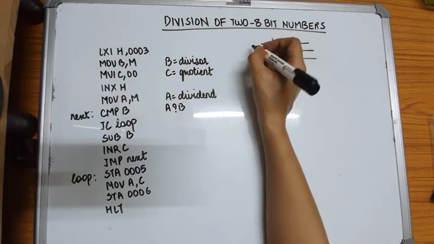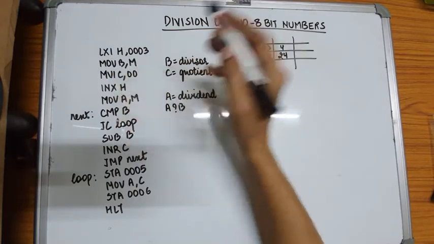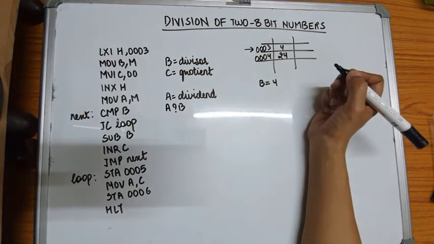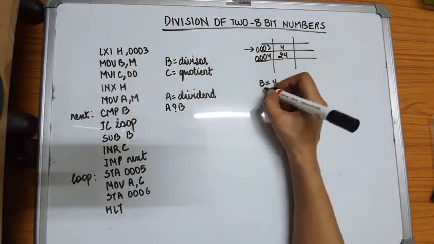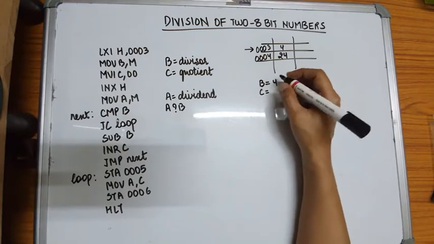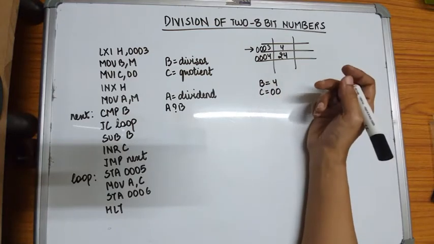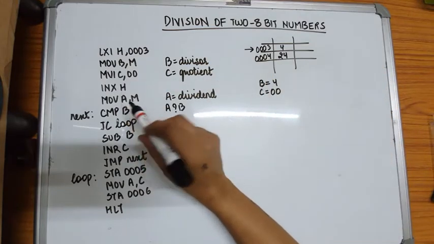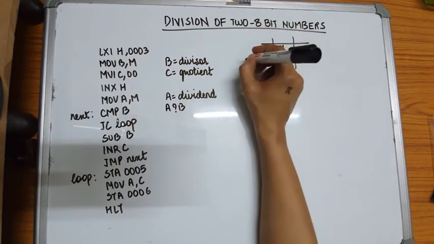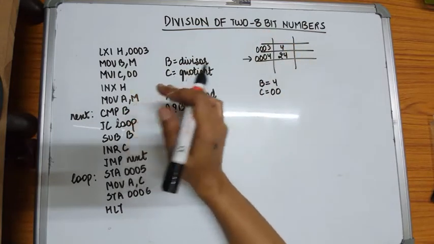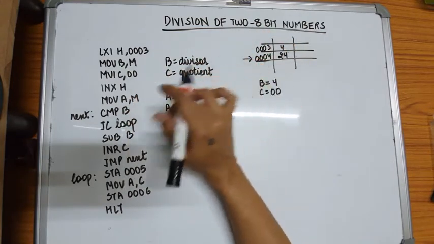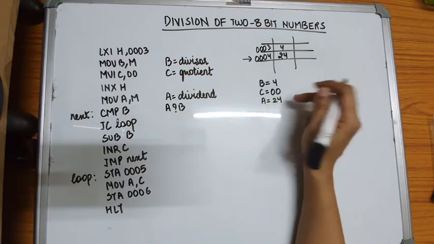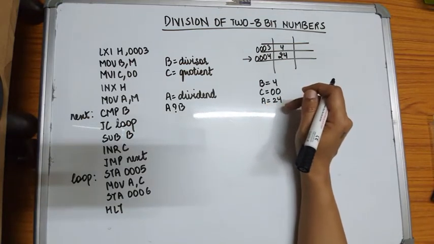LXI H, 0003, MOV B, M. So B gets the value 4. Then C, I am initializing to 00. It will be storing the quotient. How? We'll look during the execution. Then INX H, we increment the pointer, and then the contents of the memory location 0004 are moved onto the accumulator. So this is how the dividend comes into the accumulator.